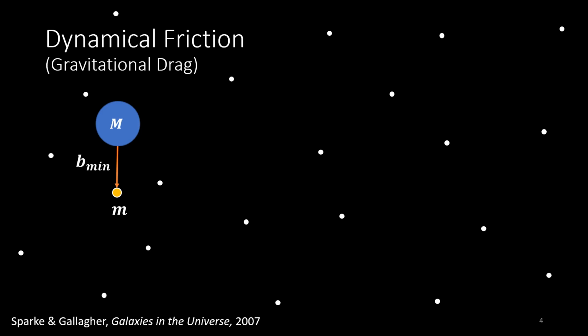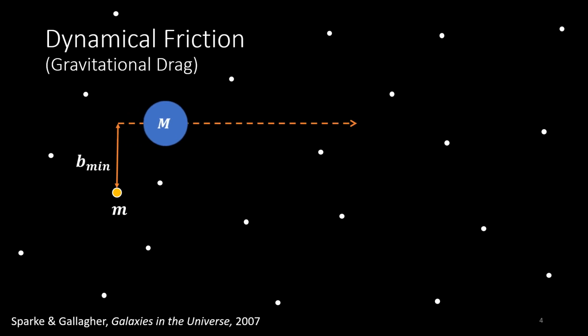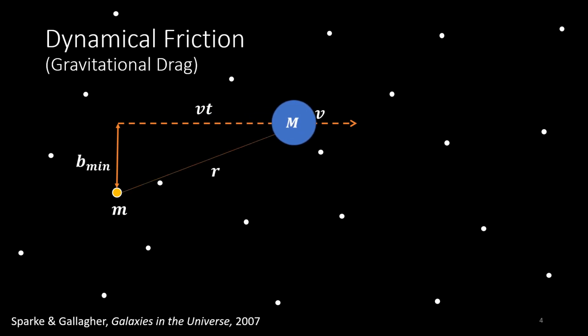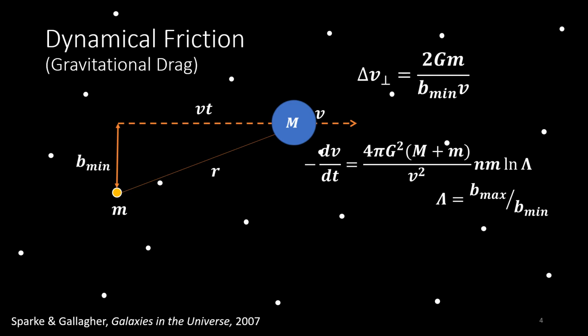It then continues at a slightly slower velocity, v, and travels a distance, vt. Now the shortest distance between the two objects is r. By integrating the gravitational force, we arrive at the change in perpendicular velocity. Through conservation of momentum and energy, we can find the deceleration of the object. Capital lambda here is the ratio of b-min and the characteristic size of the whole system, b-max. Therefore, more massive objects experience more drag.